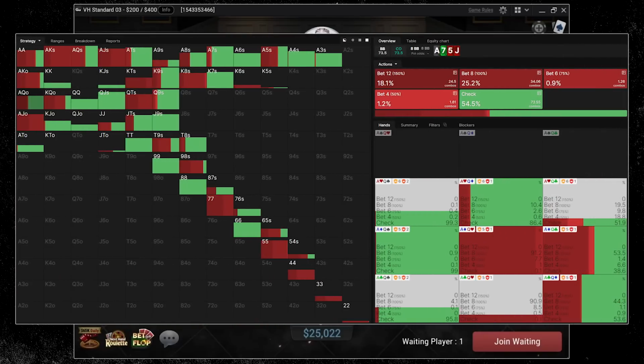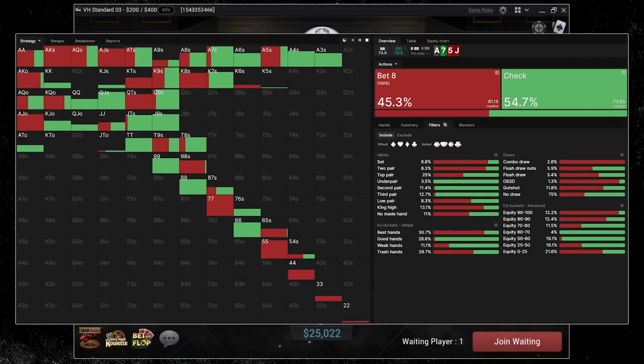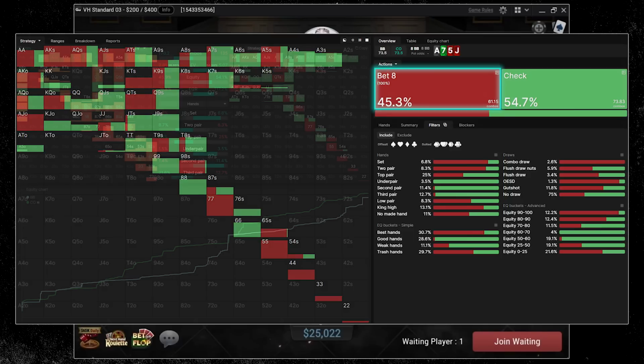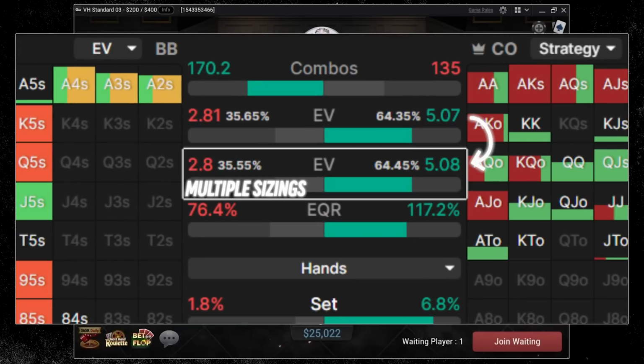Against the turn check, using multiple sizing options first, we'll see that this ace-queen combo would always check. But again, we can simplify to one bet size. Fortunately, we can just let GTO Wizard AI choose the bet size that yields the highest EV if only using one, which in this case would be a pot size. And indeed, the EV difference is again only 0.01 big blinds, which is only a bit more than 0.1% of the pot.